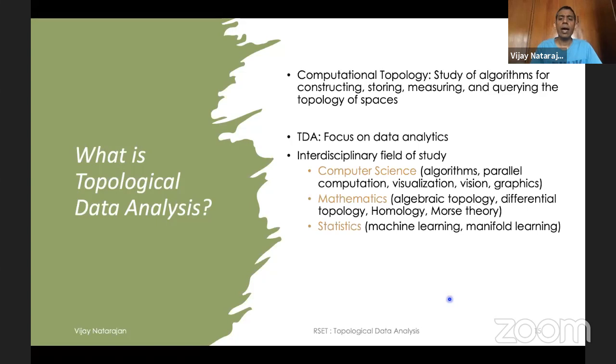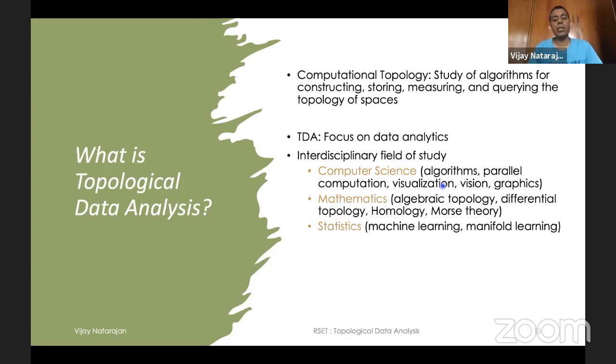So it is a highly interdisciplinary field. You have a lot of interest in TDA from computer scientists. So I come from that background, where we are interested in designing algorithms, fast computation, and applications such as visualization and so on.